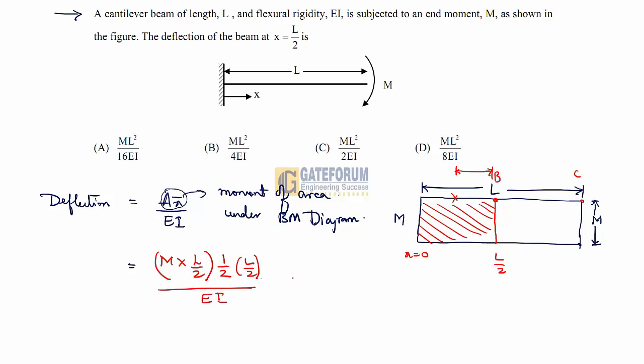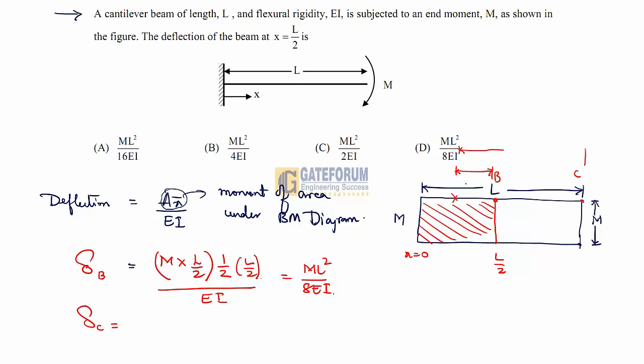So this is equal to M L square by 8 EI, which is option D. This is the deflection from point B. If I want to calculate the deflection at C, then I need to mark the centroid from point C.